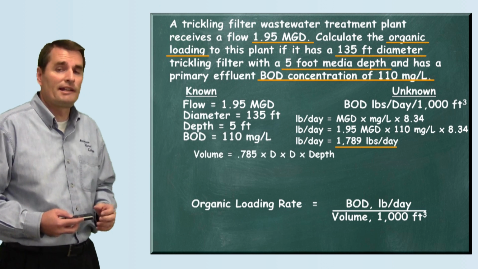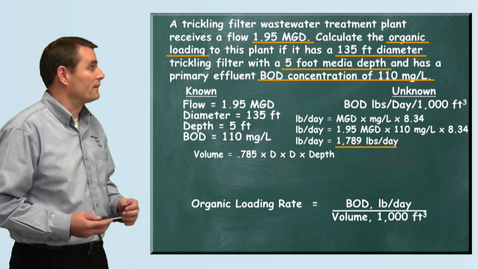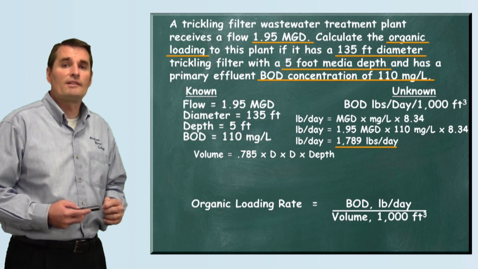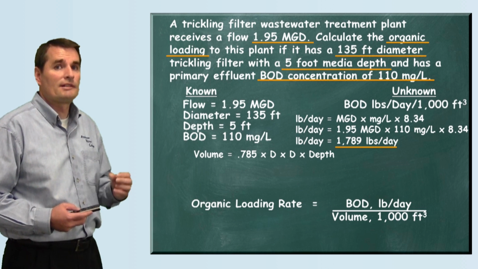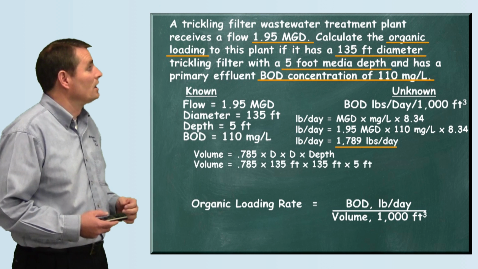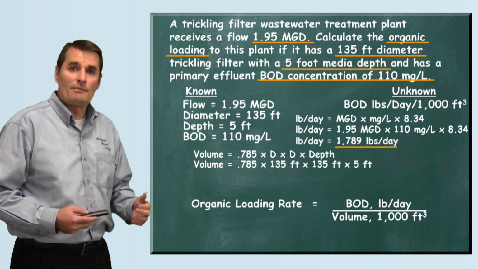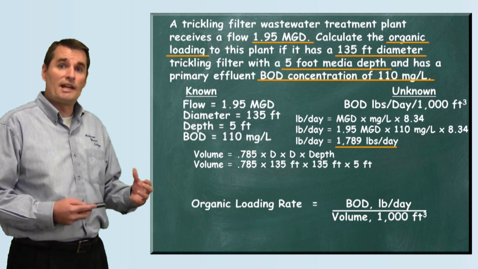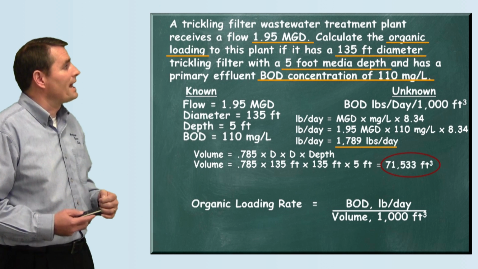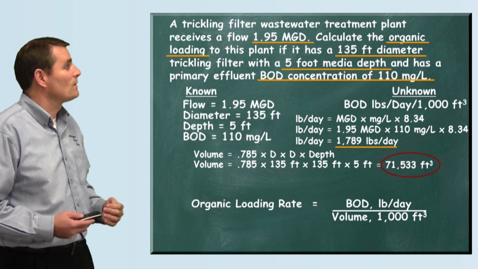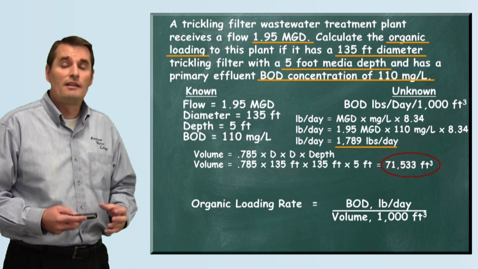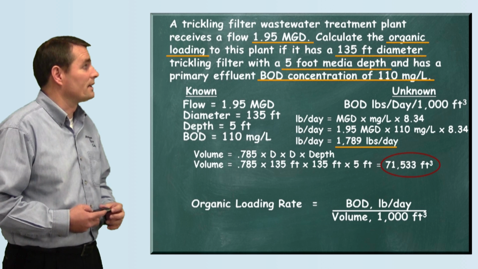Well, now we got to calculate the volume of our trickling filter. So we use our formula that says volume equals 0.785 times the diameter times the diameter times the depth of the trickling filter. So we'll plug in our numbers. Our diameter is 135 feet. We use that twice. And the depth is 5 feet. So when we do this math, we find that we have 71,533 cubic feet of volume in this trickling filter.